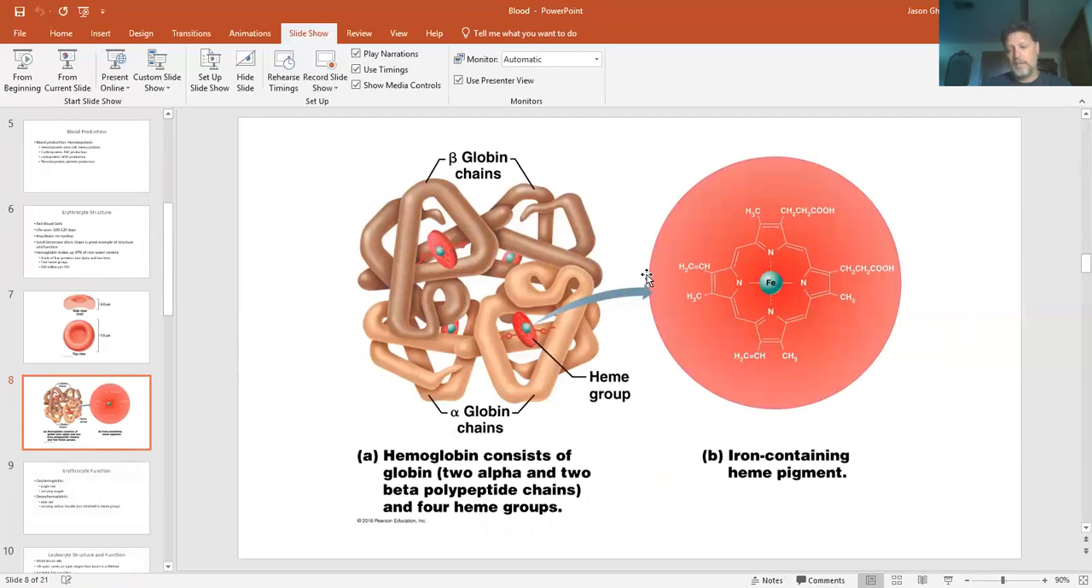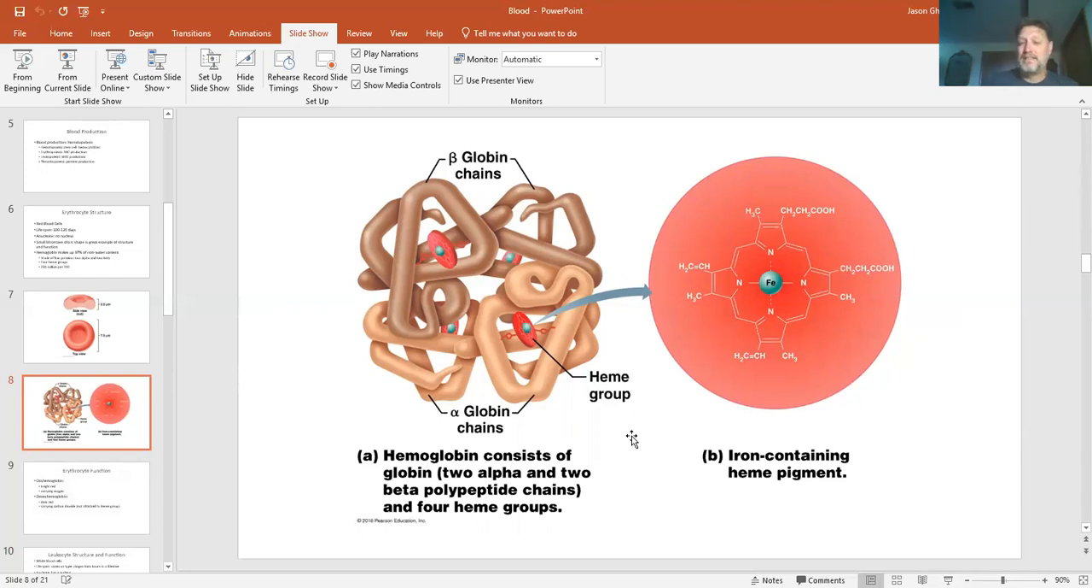Right, now this is the hemoglobin. You see two beta chains here and alpha and alpha. Inside, in the middle of these, is the heme group. That's where your iron is. This is what's going to hold an oxygen. So one hemoglobin molecule can hold four oxygen molecules.